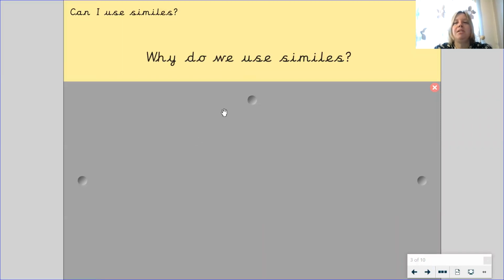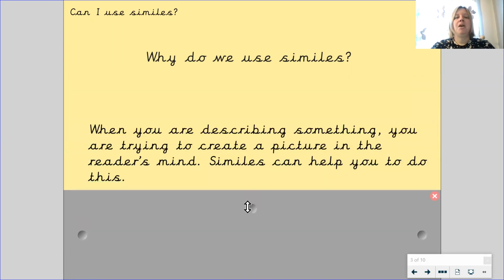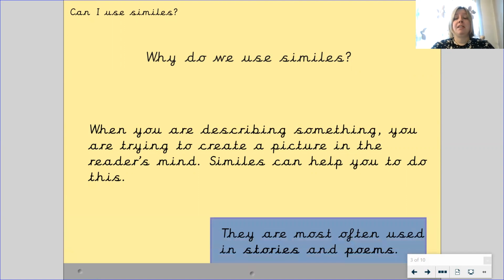Why do we use similes? Pause your video and tell Mr. Fox why we use similes in our writing. Let's find out why we use similes in our writing. When you are describing something, you are trying to create a picture in the reader's mind. Similes can help you to do this. They are most often used in stories and poems, and you might have spotted some similes in the poems that we looked at on Monday.